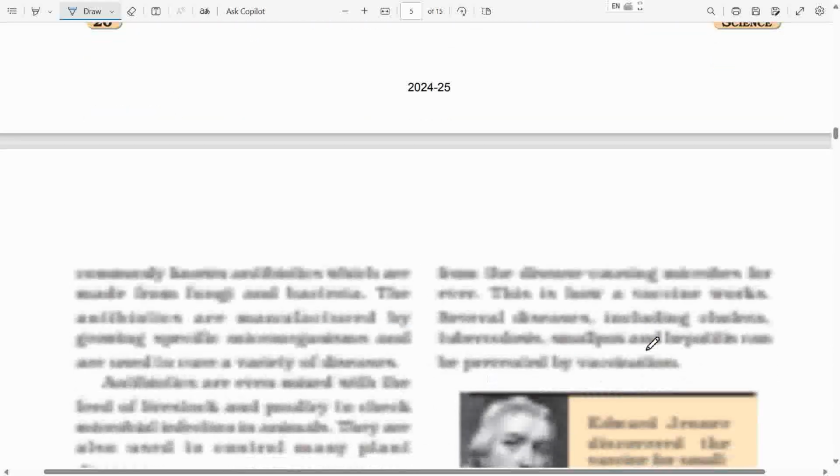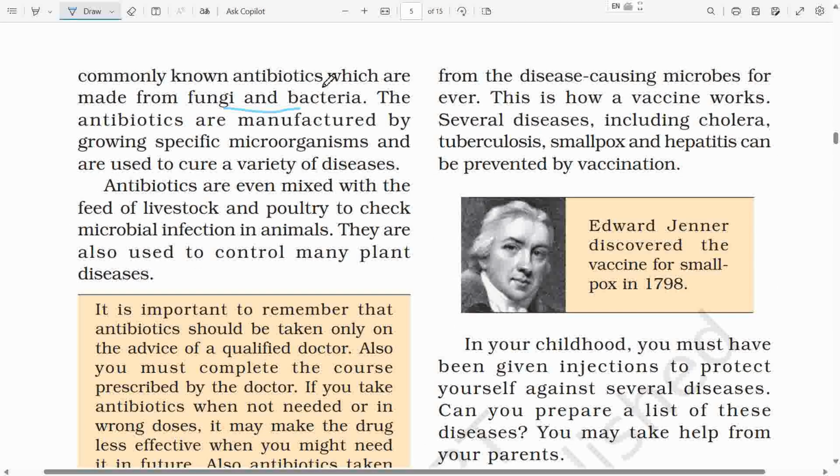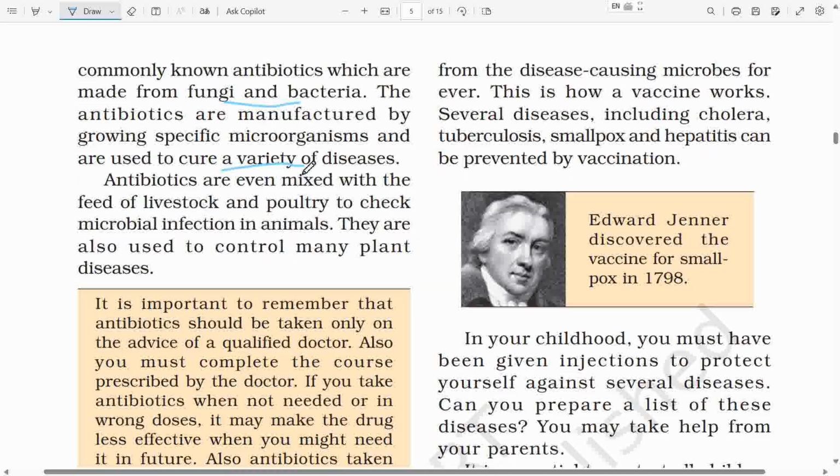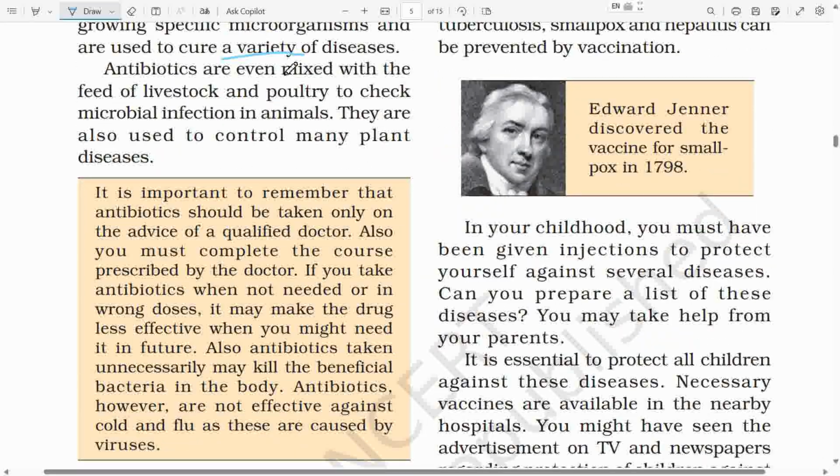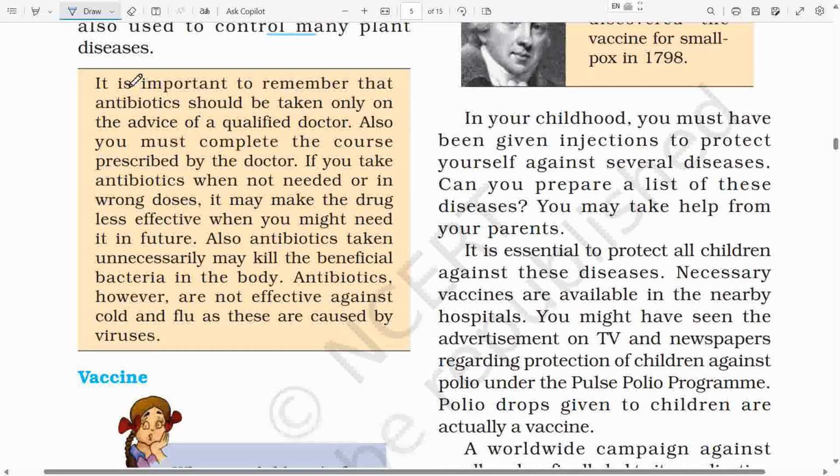The antibiotics are manufactured by growing specific microorganisms and are used to cure a variety of diseases. Antibiotics are even mixed with the feed of livestock and poultry to check microbial infection in animals. They are also used to control many plant diseases.